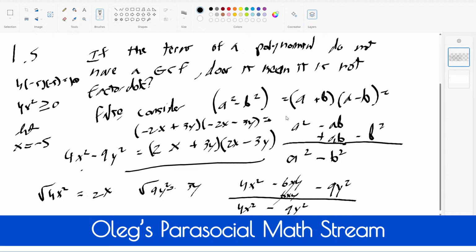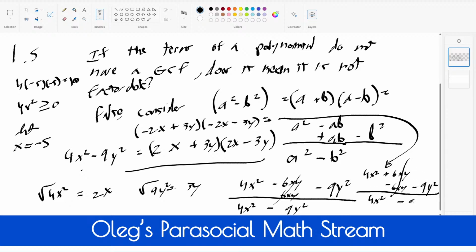So that's going to be, let's just do it right here. That's going to be 4x squared. And then negative 2x times negative 3y is plus 6xy. And then 3y times negative 2x is going to be negative 6xy. And then 3y times negative 3y is negative 9y squared. So it comes out to 4x squared, these get scratched, minus 9y squared.